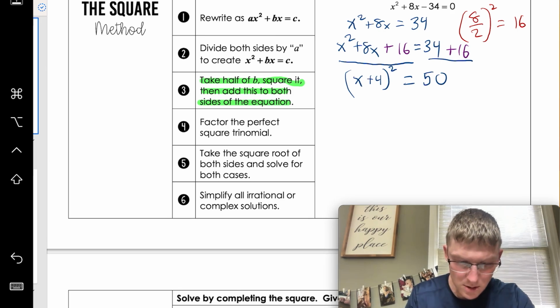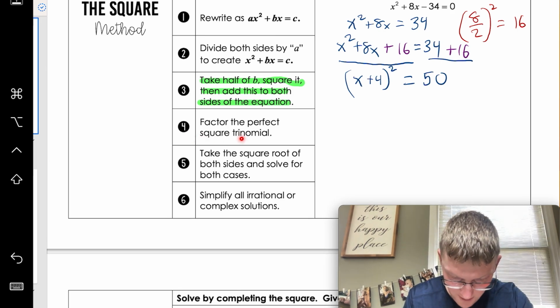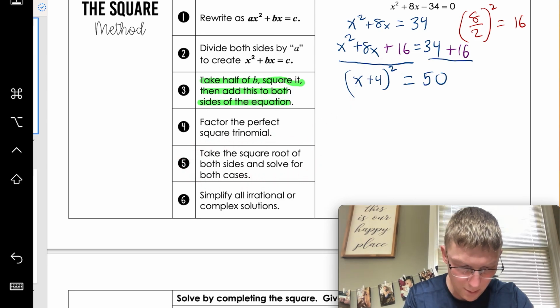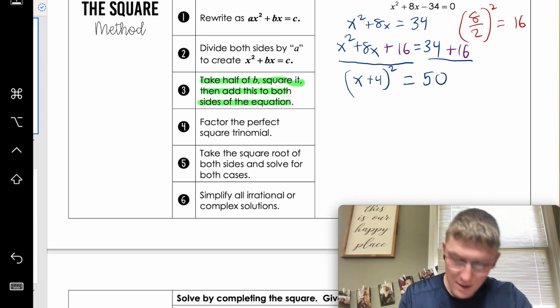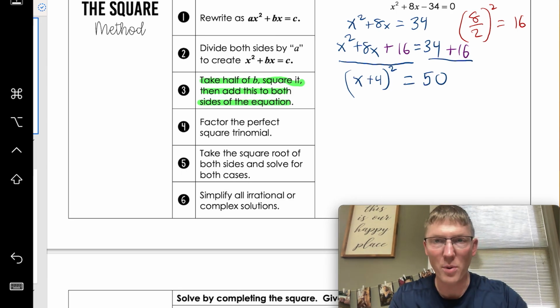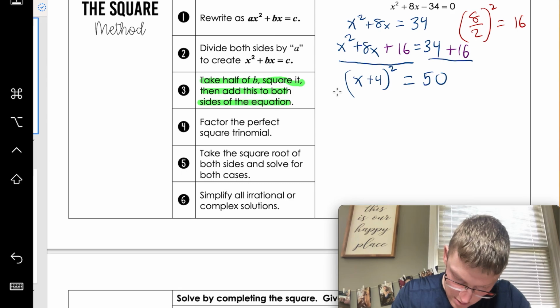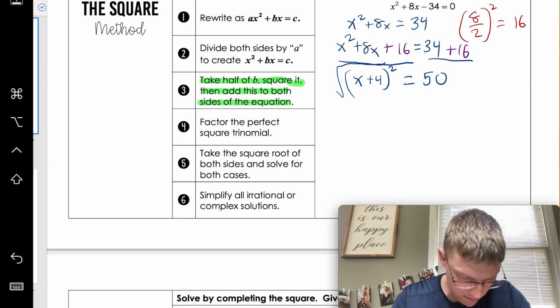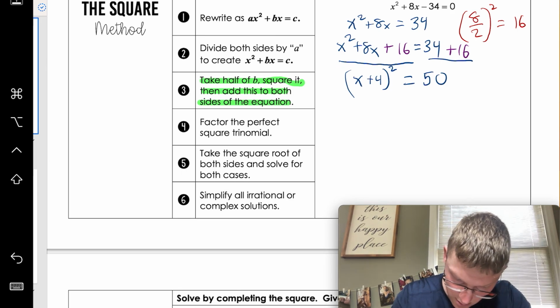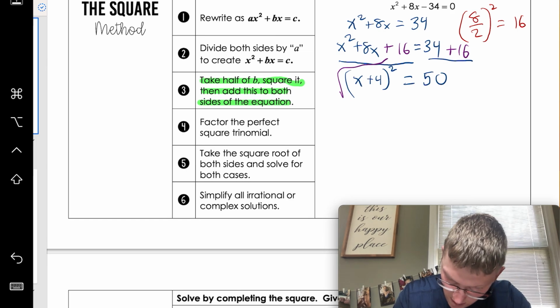Okay, so let's see here. Where are we? So factor the perfect square trinomial. That's what we did there. Take the square root of both sides and solve for both cases. So this should look like a problem that we've done before. So we're just going to square, we'll change colors. We're just going to square that side.